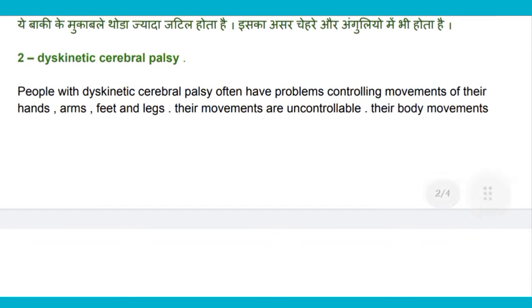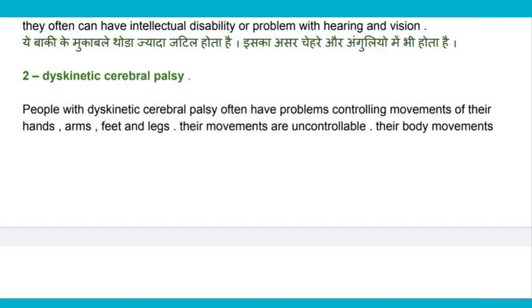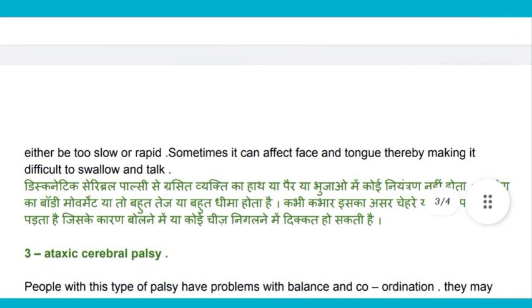People with dyskinetic cerebral palsy often have problems controlling movement of their hands, arms, feet and legs. So people suffering from this type of problem cannot control their movements. They cannot move their body parts like hands, arms, feet and legs like common people do, and their movements are uncontrollable. Their body movements can be either too slow or rapid.